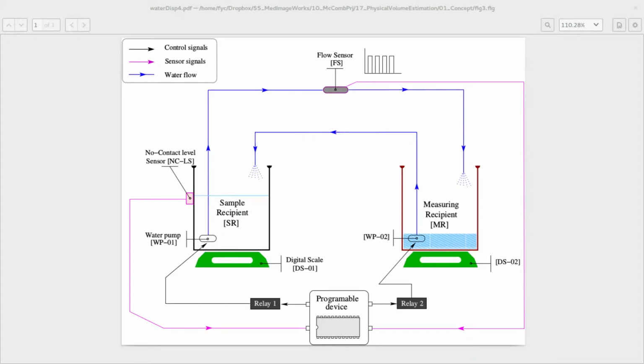Hi, this is Fernando Yepes, and I'm showing here the design of the system to measure the volume of any sample. This is a hardware-firmware experiment designed to calculate the volume of any sample by water displacement. This design has redundant measuring mechanisms, but we finally use the flow sensor located here.